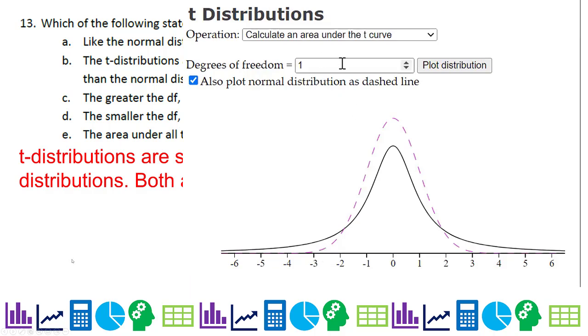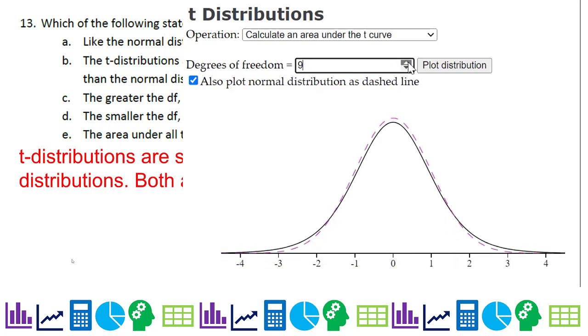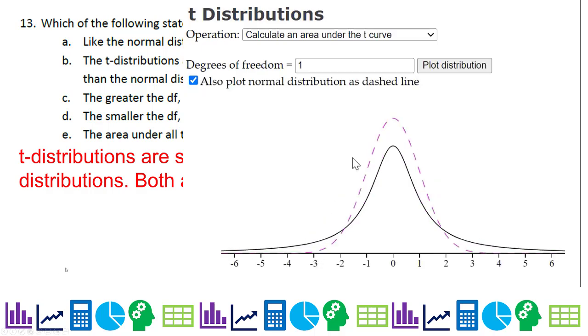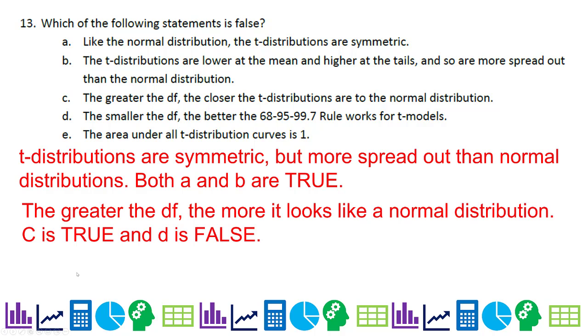Okay, this is a t-distribution with a degree of freedom of 1, which means a sample size of 2. And the question is, the greater the degrees of freedom, does this get closer to the normal? And as you can see, it does. Which means that the greater the degrees of freedom, the more it looks like a normal distribution. C is true and D is false. With smaller degrees of freedom, the less it looks like a normal distribution. So the empirical rule would not work as well.